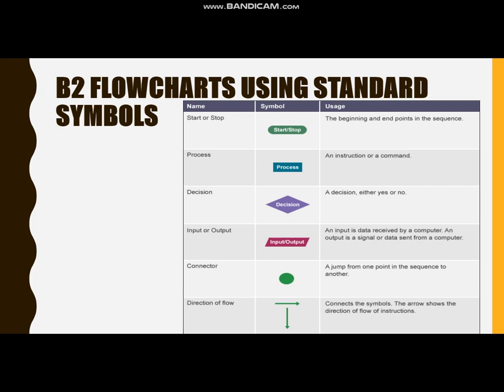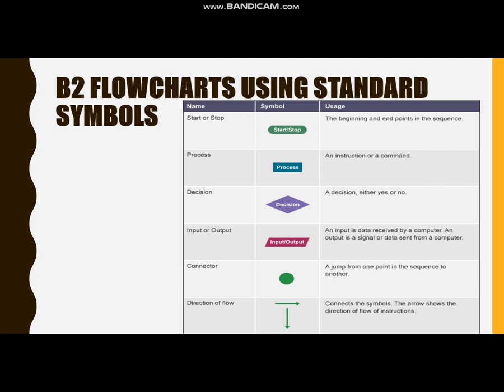Okay. Now the input or output. We mentioned earlier on what inputs are. So this is when the user enters something into the program, and an output is when something comes out of it. Interestingly, both of them use the same shape. Okay, so it's this parallelogram shape, and the idea is an input is data received by a computer, and the output is a signal or data sent from the computer. So once we've done our processing, we can use the output shape as well.